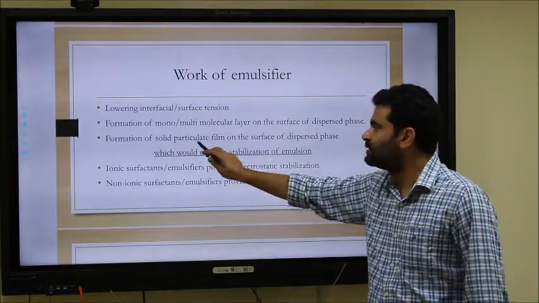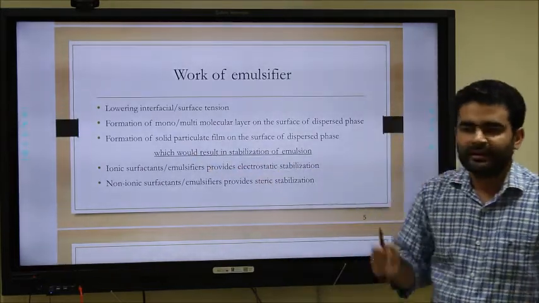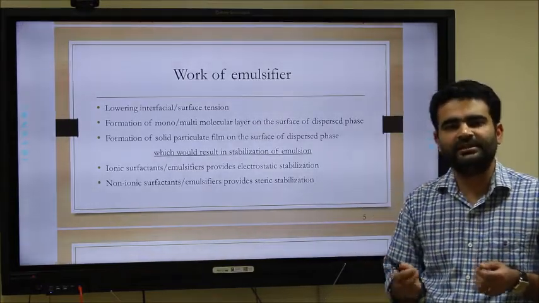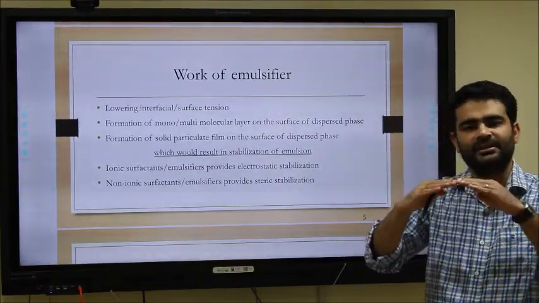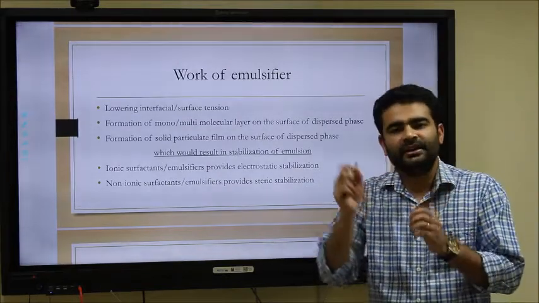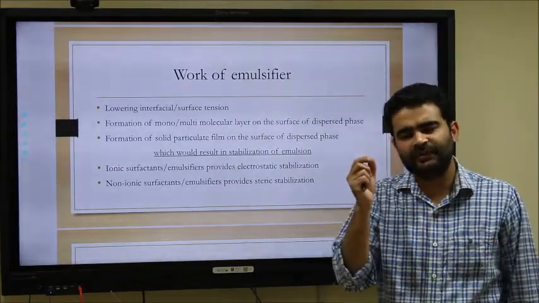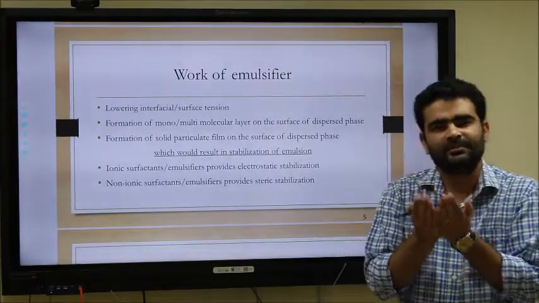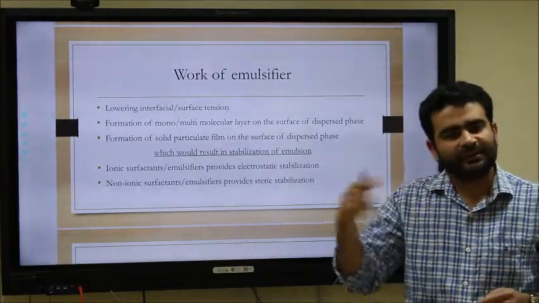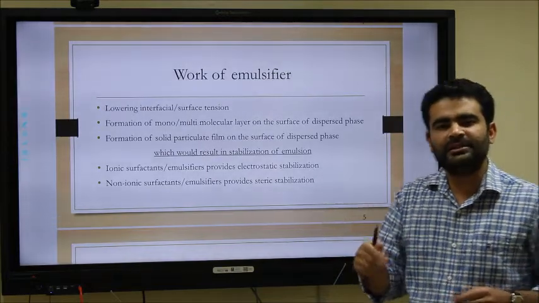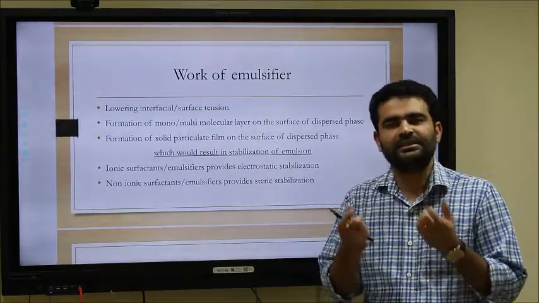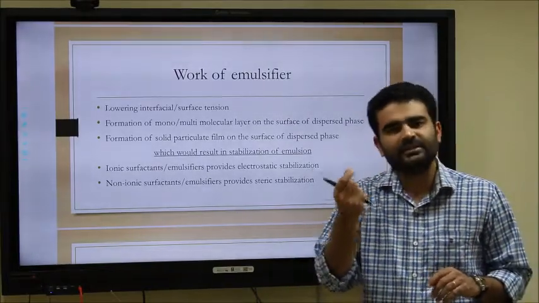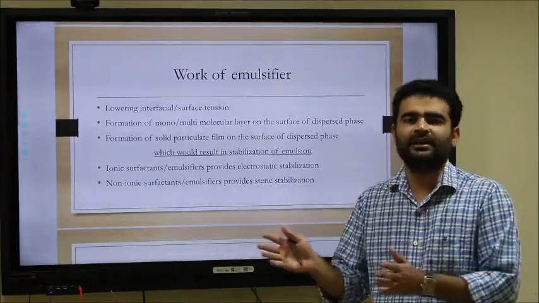Next is the formation of a solid particulate film. This means there are some colloidal solid particulates, or emulsifying agents, forming very fine small solid particles that accumulate on the surface of the immiscible liquid. When we agitate the two immiscible liquids, the dispersed phase, which is present in a lesser amount, will disperse in small particles in the dispersion phase present in the bulk amount.